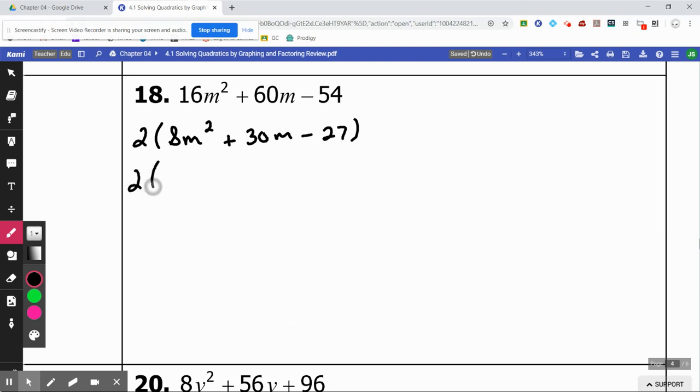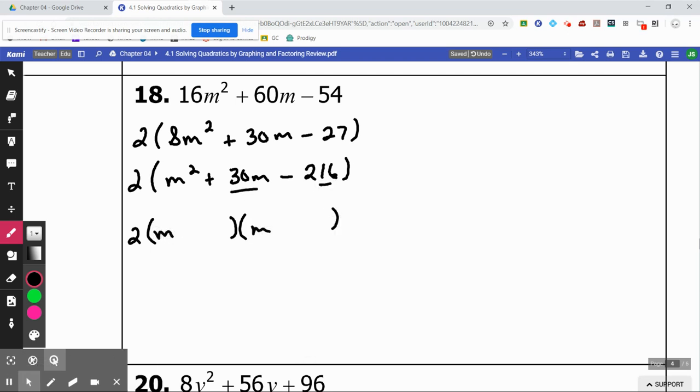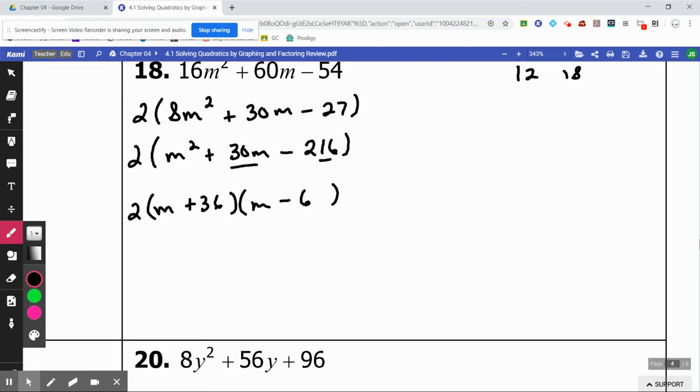Now let's bring down the 2 and use slip and slide on the inside. That'll be m squared plus 30m minus 216. Inside there, adds, multiplies. That'd be an m and an m to give you 30 and negative 216. That's going to be a negative 12 and a negative 18. Actually, no, it will not be, because that won't give you the right signs. Let's try again. It'll be a positive 36 and a negative 6. There we go. Let me erase these values over here.